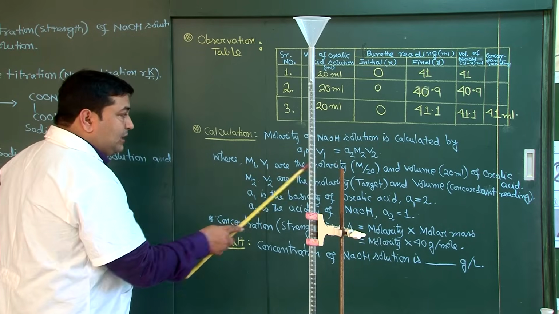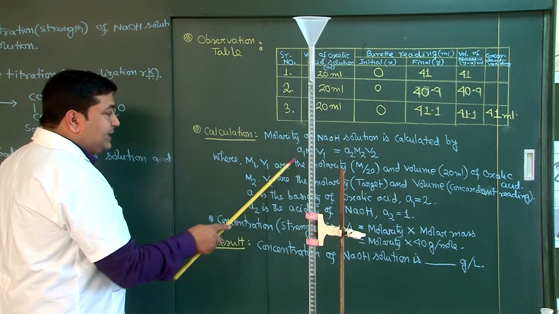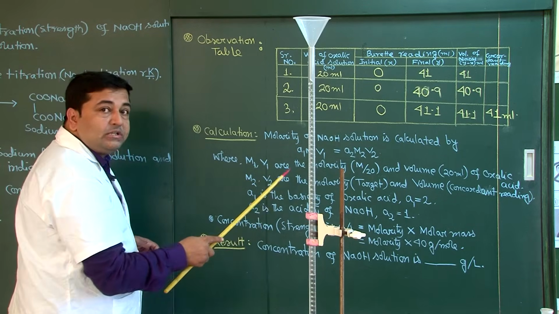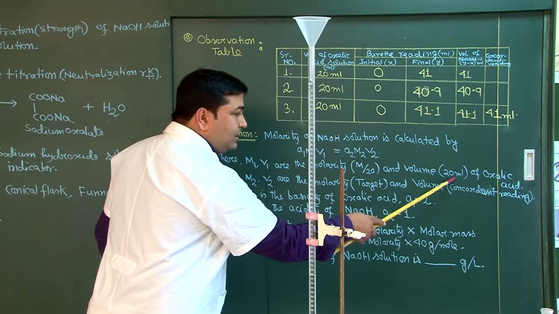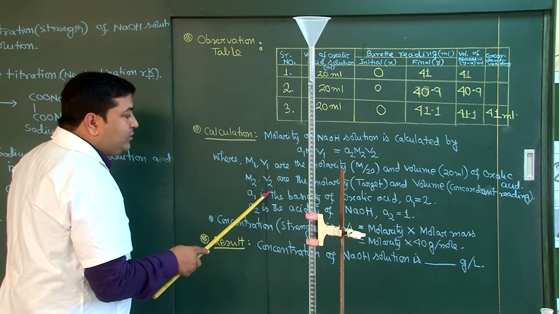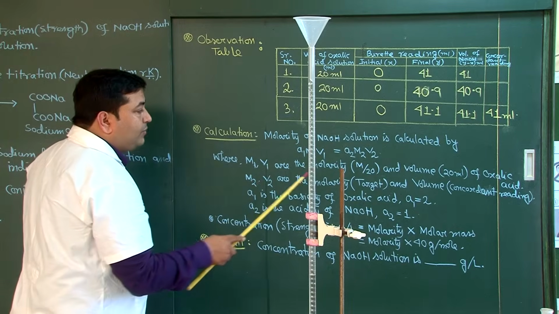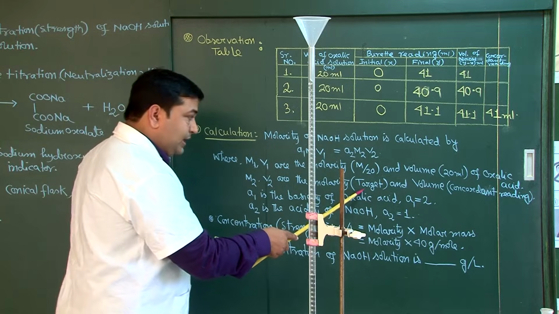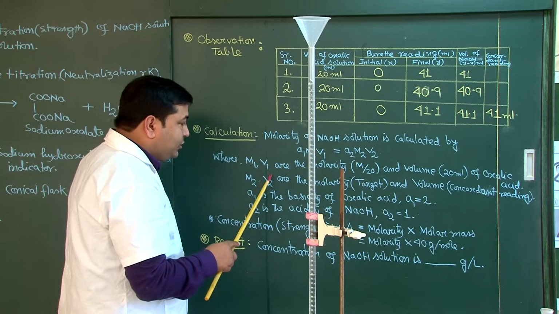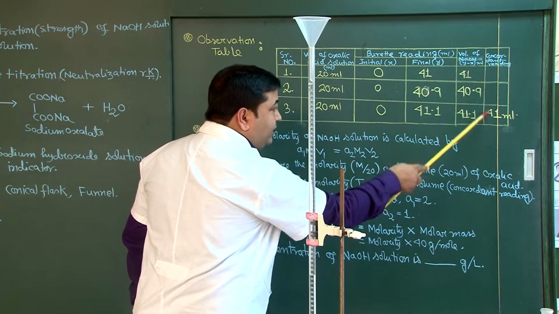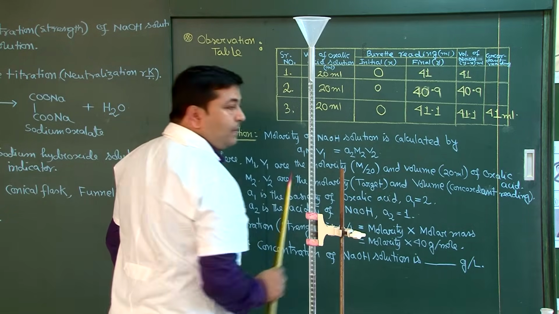You already know the strength of oxalic acid, this is M by 20, and also you know the volume of oxalic acid. What is the volume? This is 20 ml, the pipette reading. Now, what are M2 and V2? M2 is the molarity of sodium hydroxide solution. This is our target. And V2 is the volume of sodium hydroxide solution, which is ultimately the burette reading. What do you get? 41 ml.